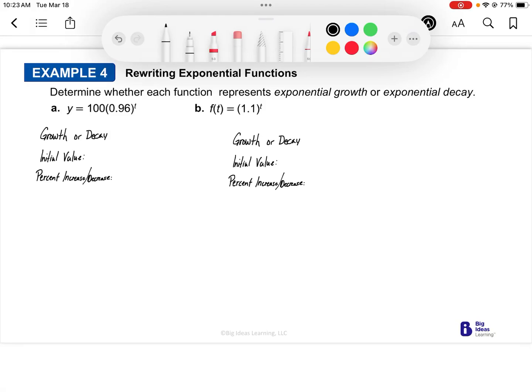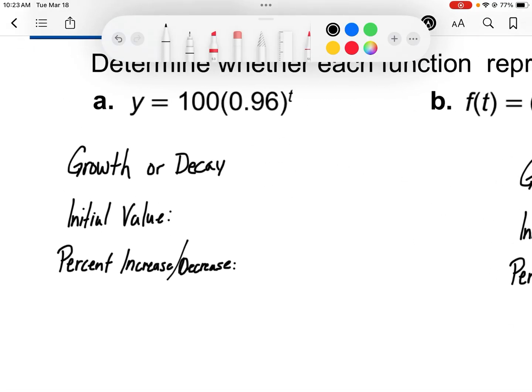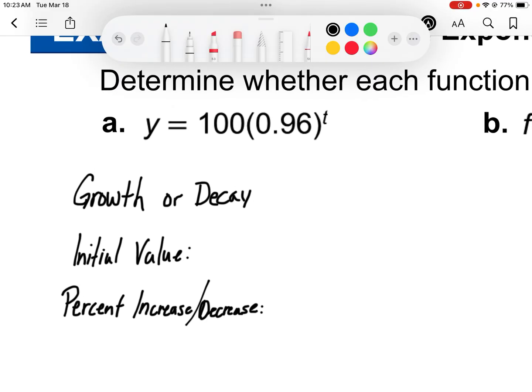So just like we did with our tables, we're going to check out, do we have growth or decay from an equation this time? And we'll go through those steps on what we're going to look at, what we consider. We're going to answer 3 questions for all these. Does this represent growth or decay? What is the initial value? And what is the percent increase or decrease? So as we go through each of these questions, I'll kind of highlight stuff that goes along.